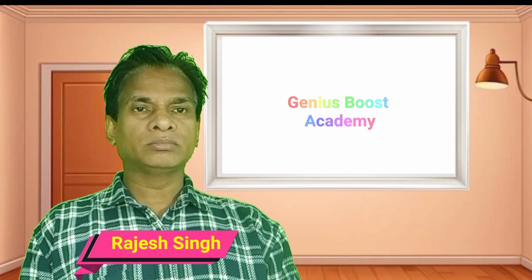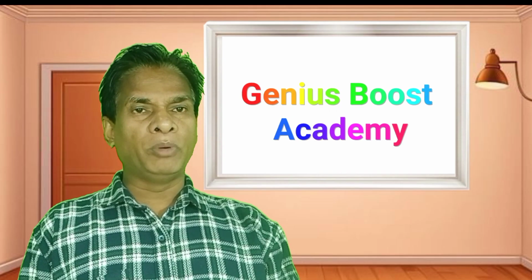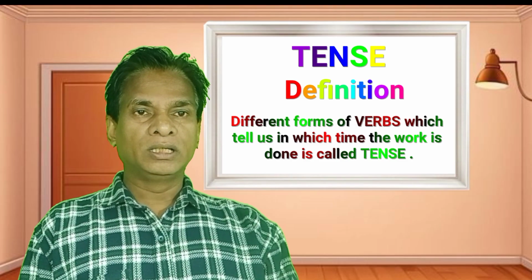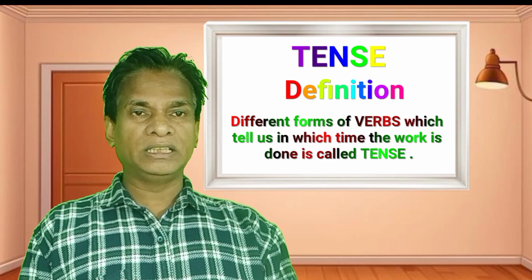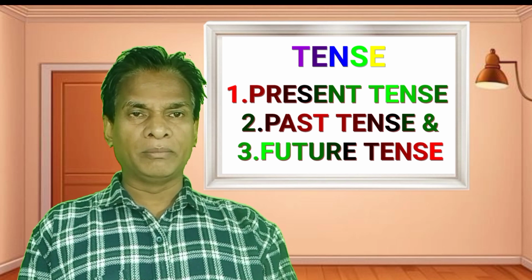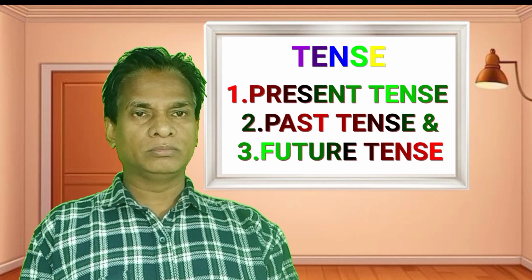I am Rajesh Singh, and in today's session we are going to unravel one of the most important topics in English grammar, that is time and tense. So let's begin the tense chapter with its definition. Different forms of verb which tell us in which time the work is done is called tense. There are three tenses in English grammar: present tense, past tense, and future tense.